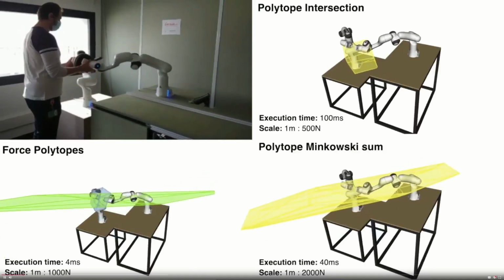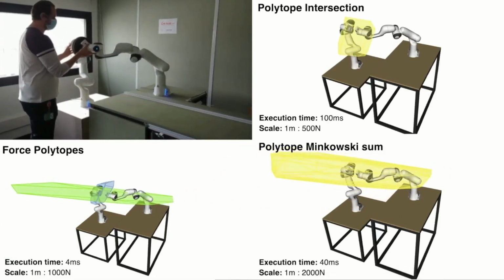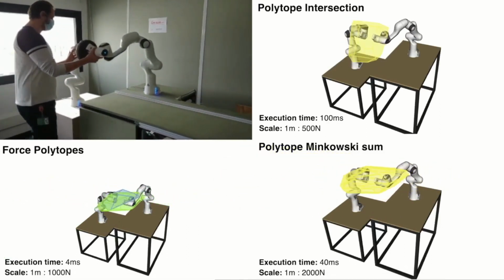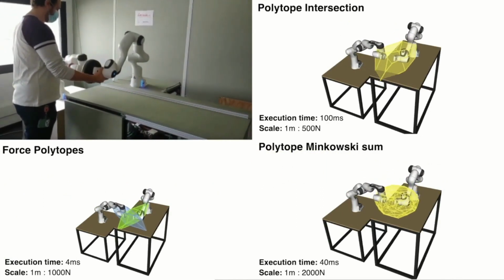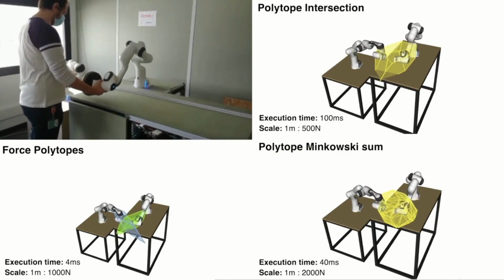In this video from the previous experiment, each robot's separate polytopes are shown down in the left, in green and blue, and on the right side we show 2 collaborative scenarios, Minkowski sum and intersection.